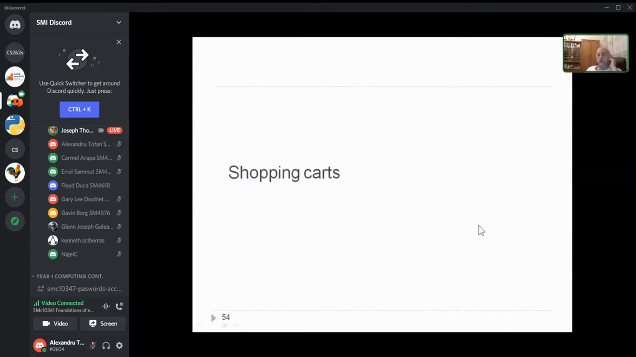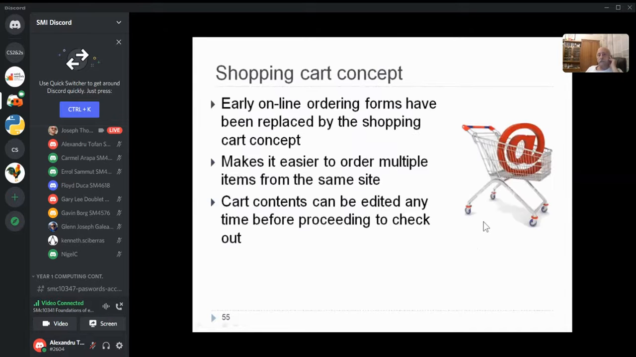Next, we're going to have a look at the concept of shopping carts. Right? Initially, with e-commerce, we didn't have the concept of a shopping cart as such.